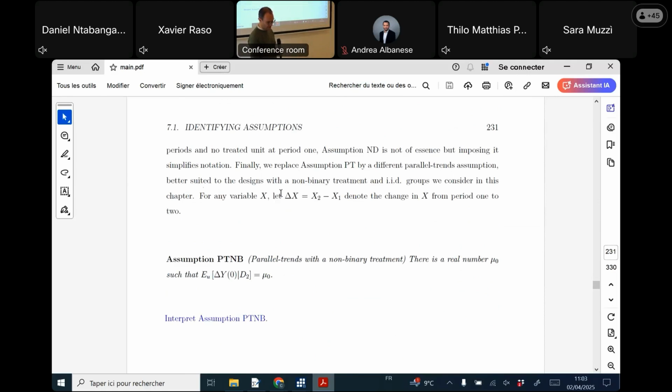And we're going to replace our standard parallel trend assumption with a different one that's going to be better suited to the cases with a non-binary treatment we're considering, and also to the case where we have IID instead of just independent groups. So we're going to let delta x denote, for any variable, the first difference from period 1 to 2. And then our parallel trends assumption with the non-binary treatment is the following condition. It requires that the expected outcome evolution without treatment given the period 2 treatment is equal to some real number mu 0. So could you try to interpret this assumption?